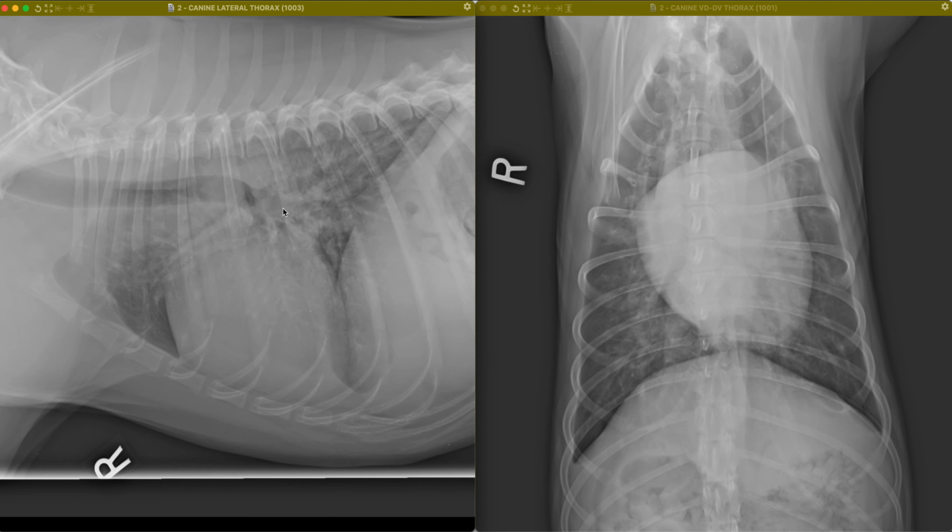As we zoom out, we appreciate that there is increased soft tissue opacity in the perihilar region. We've already described that the caudal margin of the cardiac silhouette, specifically the caudal cardiac waist, is within normal limits. The presence of this increased soft tissue opacity is therefore likely arising from the lymph nodes, which also reside in this region. So for this patient, we have a mixed interstitial and bronchial pattern, as well as enlarged tracheobronchial lymph nodes.